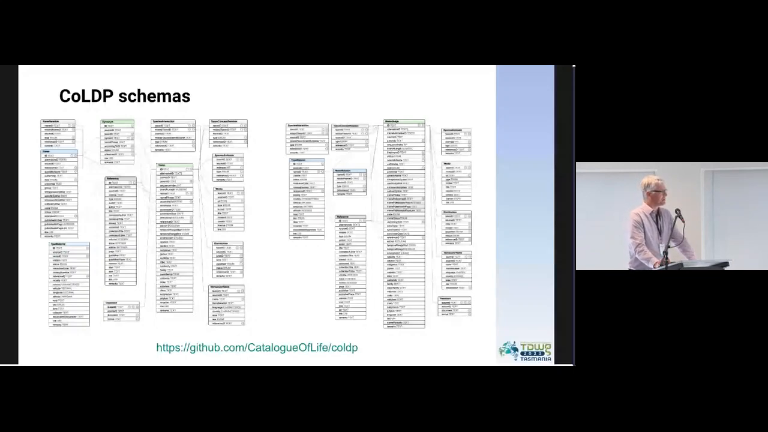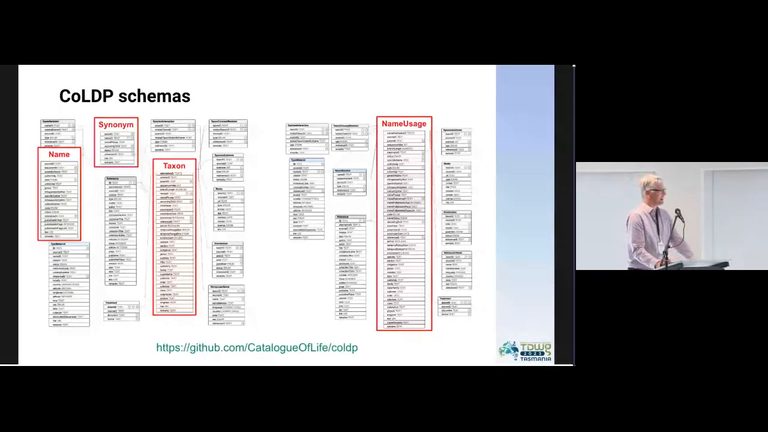So these are the schemas. CoLDP has two schemas. One of them, on the right, uses a name usage, and the one on the left uses a taxon and names and splits it up, and that's what TCS does. I think it's fair to say that the name usage on the right is the Darwin Core taxon, and the taxon on the left is the TCS taxon concept. And I could actually stop right here and say that this schema on the left and TCS, they correspond really, really well.